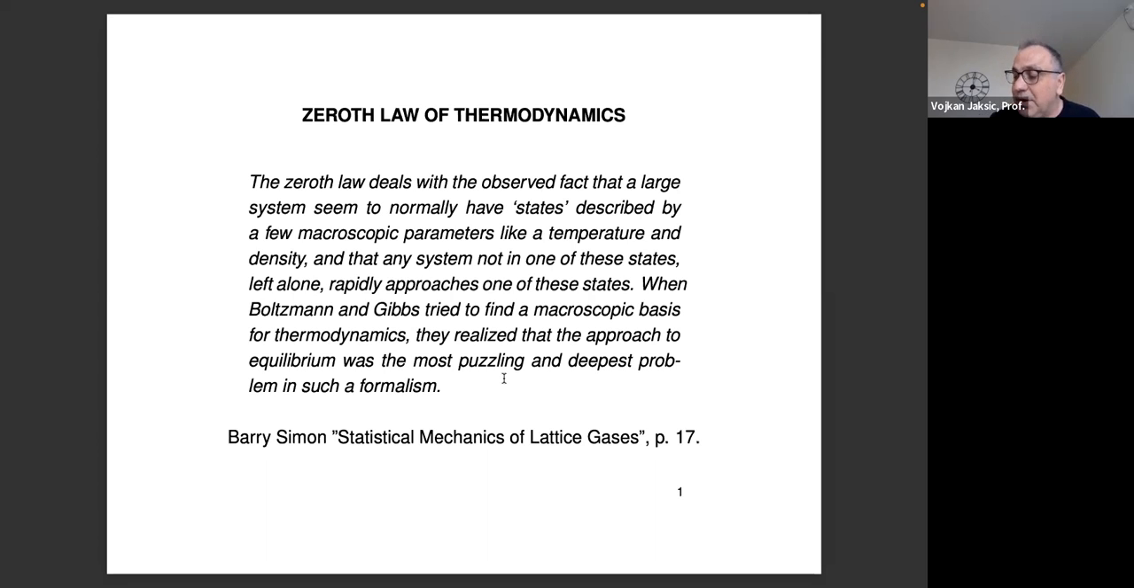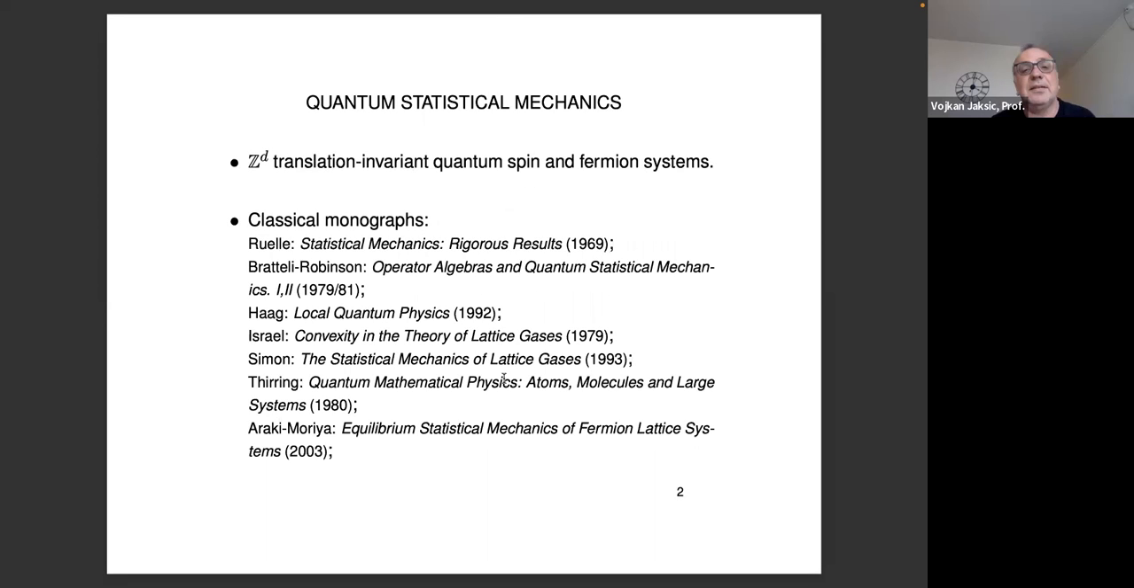So in addressing this problem, one needs to decide first on the physical and mathematical setting and choose between classical, quantum, continuous, discrete, etc. The setting we have chosen is that of quantum statistical mechanics, and more specifically of Z^d translation-invariant quantum spin and fermion systems. The mathematical foundations of quantum statistical mechanics were laid down in the 1960s and 70s. I have listed here some classical monographs, starting with Ruelle's statistical mechanics, and then a very encyclopedic summary of this golden age of quantum statistical mechanics, the 60s and 70s, which can be found in two volumes of Bratteli and Robinson.